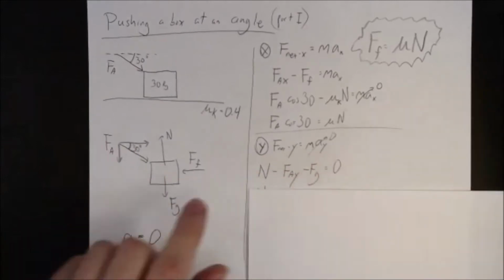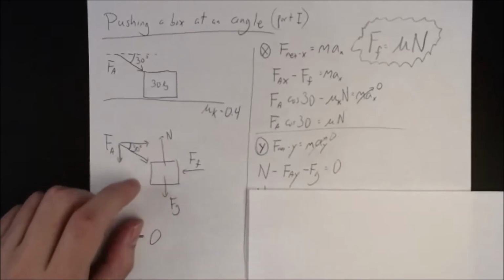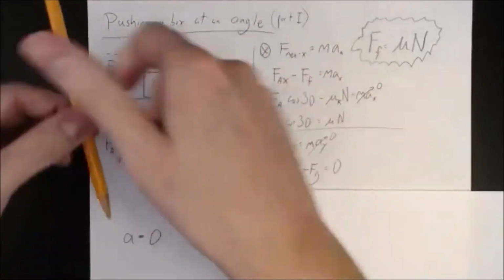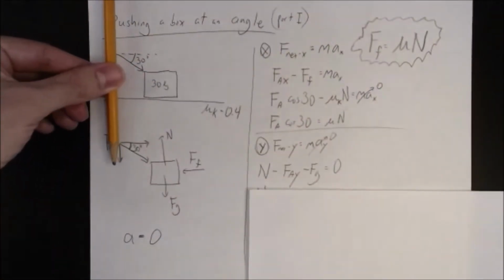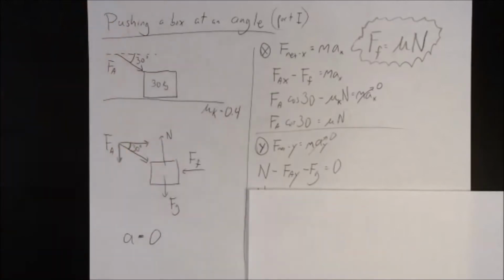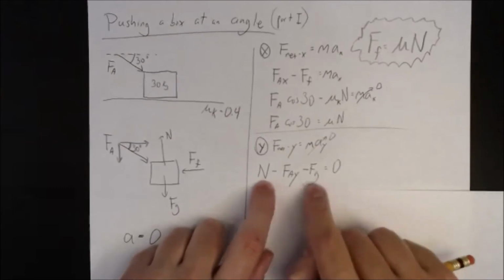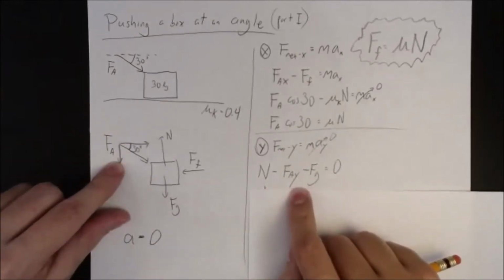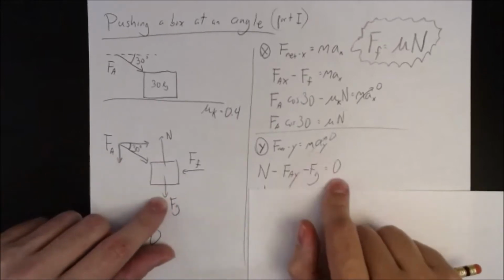So all the positive forces in the y direction. We've got the normal force pointing up. We've got the force of gravity pointing down. And we've got this component of the force applied pointing down. And so we can take normal force, the positive one, minus all the negative ones. So minus Fay, the y component of Fa, the force applied, minus the force of gravity. And that should equal 0.